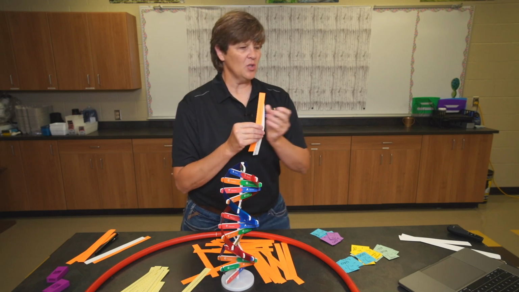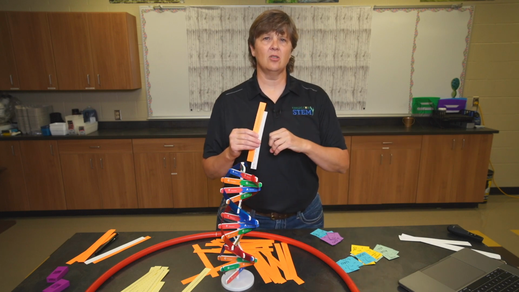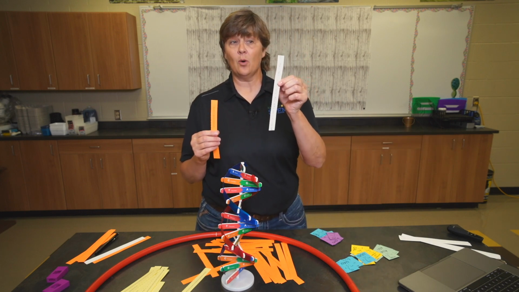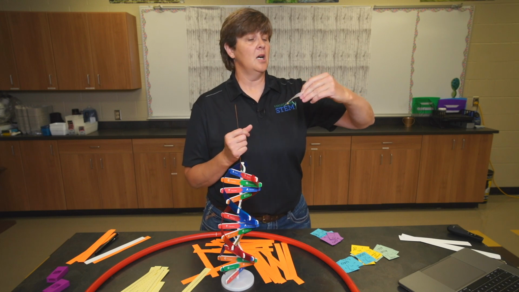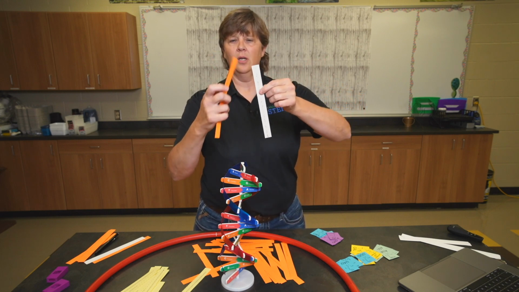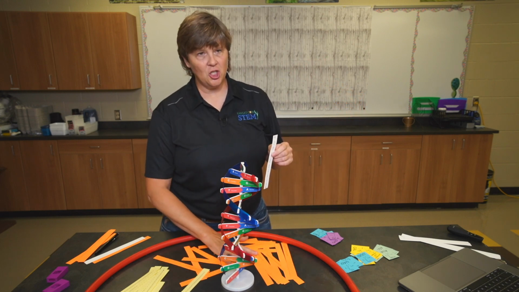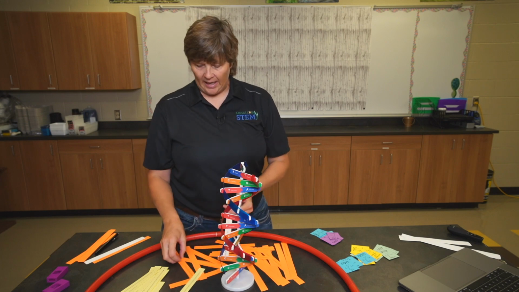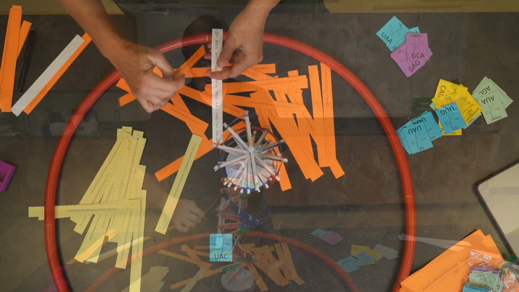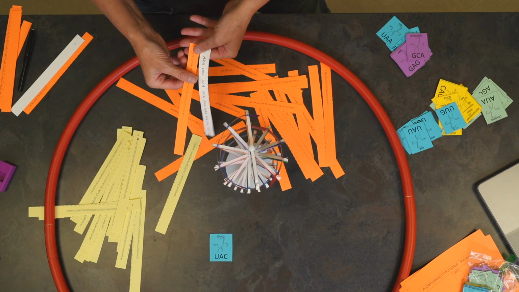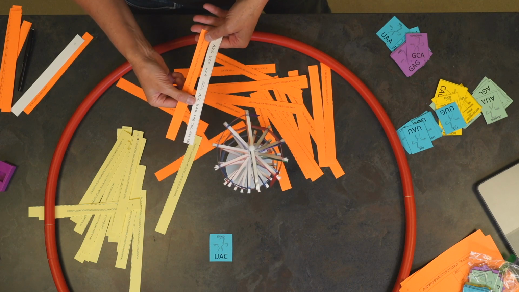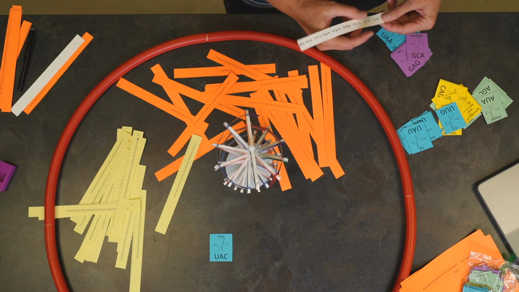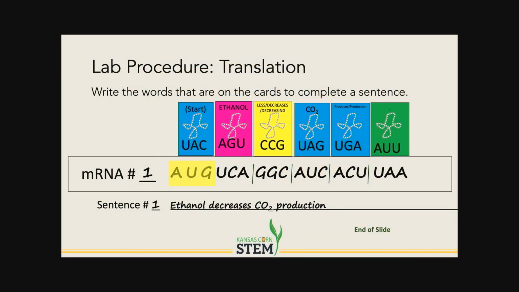So if their sentence doesn't make sense, I would send the students back to the table, find the same number that they started with. So I transcribed gene 12, so they need to come up here and find their gene 12 again and go through and make sure they have correctly transcribed this into the right code. Okay? One thing you may notice on the screen is that, for example, the yellow card that has the CCG, that card has a number of words that it can represent.